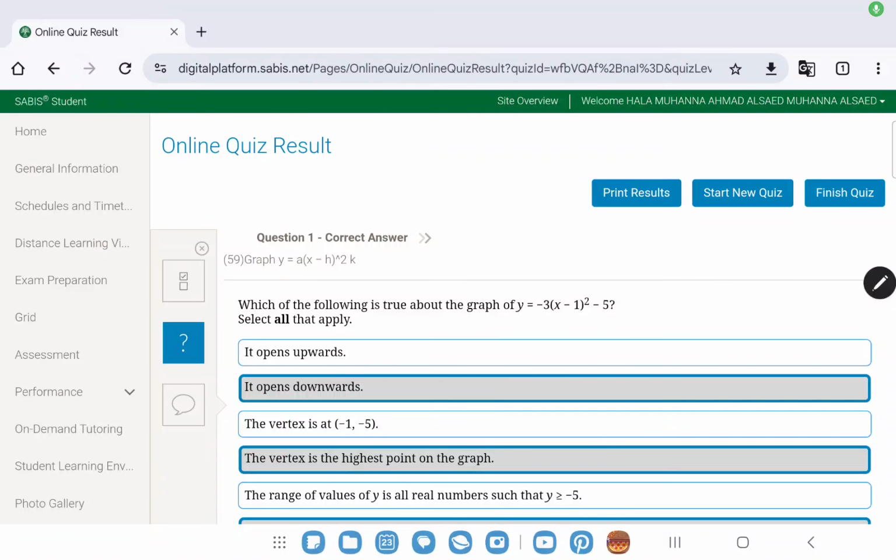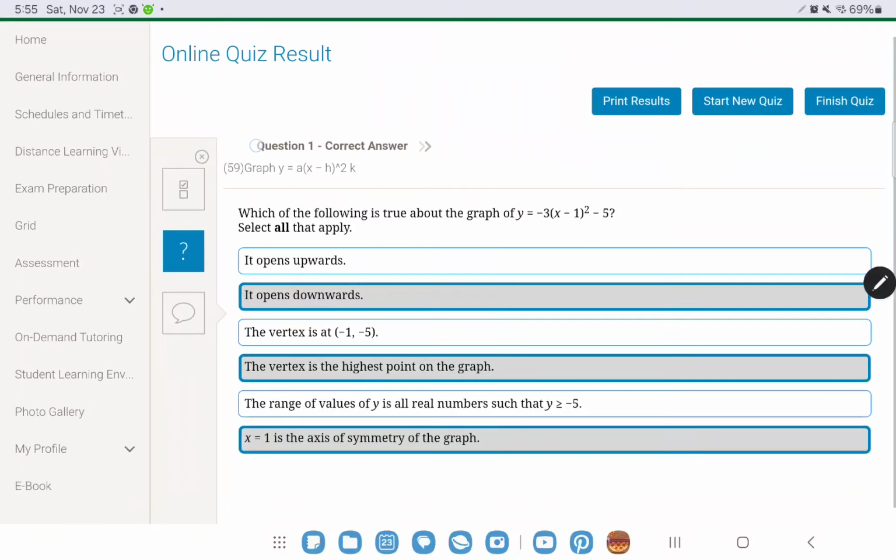So now we're doing the AMS quiz for Monday, term 2, and let's start. It's all repeated material. It's asking us which is true about the graph of this. Before reading the options, let's look at the graph. -3 means it's opening downwards. So it's opening like this, right? So it's opening downwards.